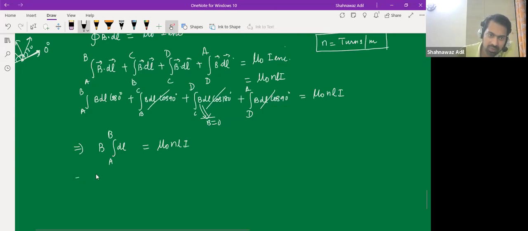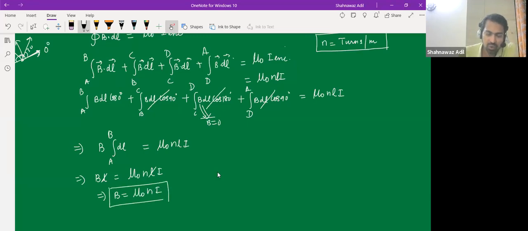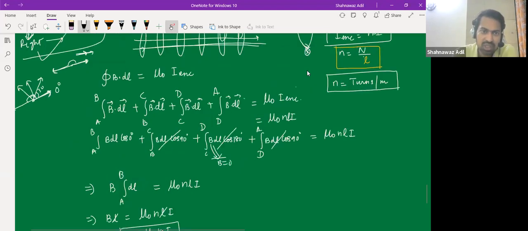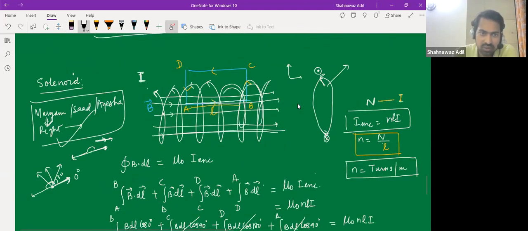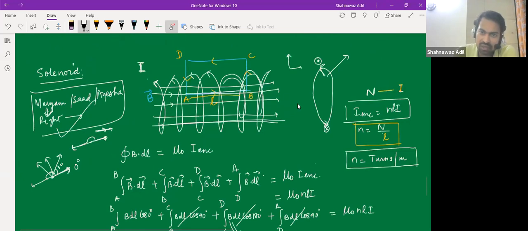So this would be B into L, and we have N L I. So L cancels, and the magnetic field is mu naught N I. Is this clear to you guys? So please note it down. Please note it down. And did you guys understand why this would be N L I?